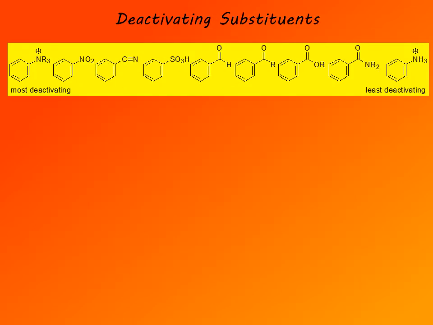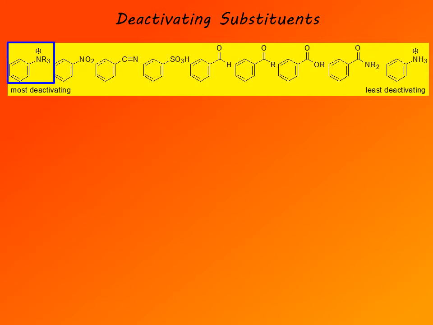A deactivating substituent has either positive charge or high electron deficiency on the atom that is directly attached to the benzene ring. Common deactivating substituents are listed here in the order of deactivating ability, from the most deactivating on the left to the least on the right. With deactivating substituents, we don't classify them in particular groups like activating strongly, moderately, weakly, but we can establish some order of activity from the most to the least.